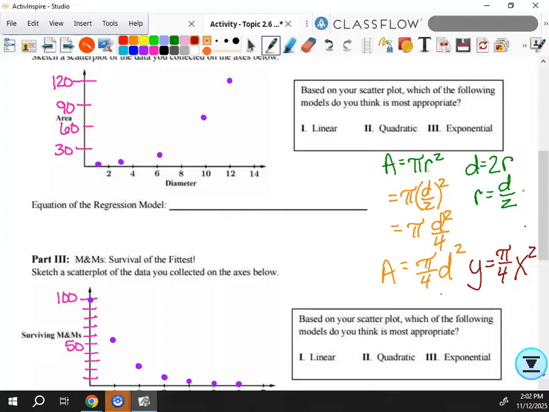What kind of equation is that? That is quadratic. So of the two that you have written down there, circle your quadratic one. You can just leave the exponential one, but it's quadratic is what's happening there.